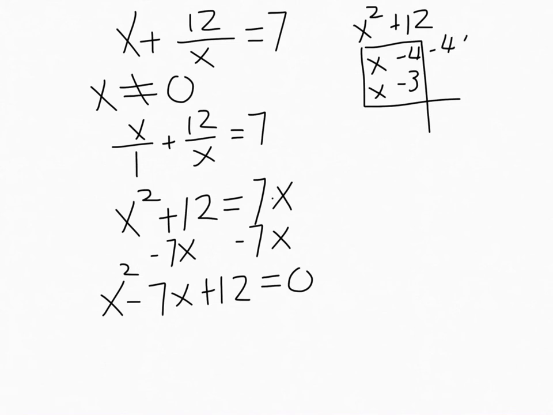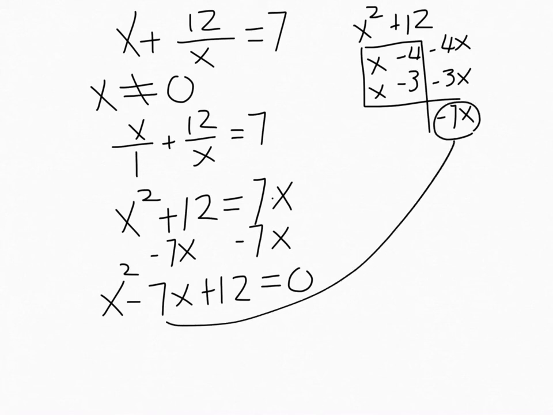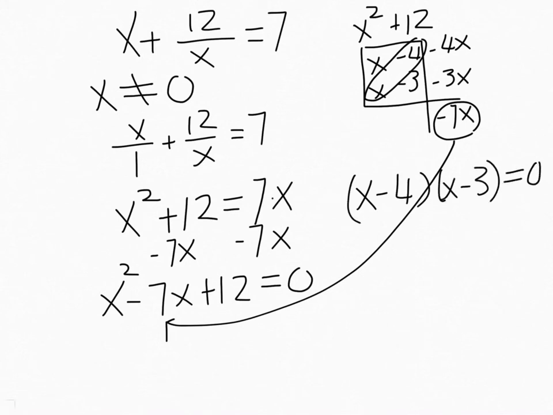Negative 4 times x, that's negative 4x. Negative 3 times x, that's negative 3x. Negative 4x plus negative 3x, I have negative 7x. So this matches up the linear term. So I can write my factors as x minus 4 times x minus 3. So what are my x values? X equals 4 by setting this factor equal to 0. X equals 3 by setting the second factor equal to 0.